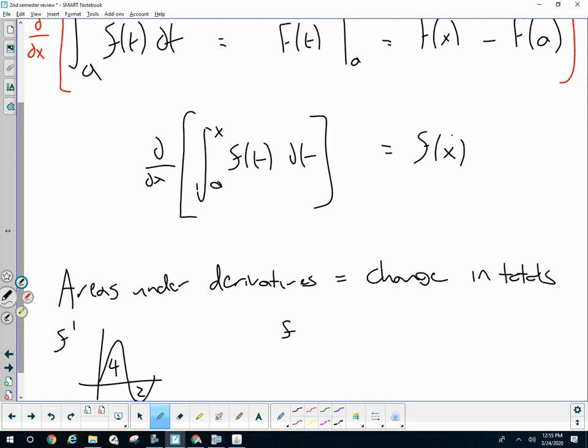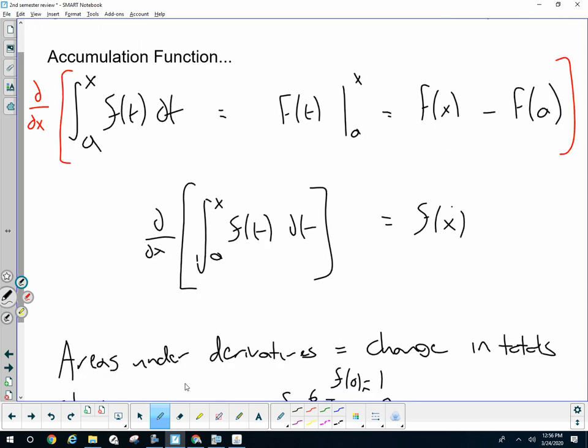Well, if you know where to start, maybe you know that you have the point f of 0 is 1. Well, that means you have to go up 5 to get to 6, and then you go down 2. Up 5, down 2. You know, based on the areas, how much you're increasing, how much you're decreasing. You know if f prime's positive and negative, you know you're going up or going down. But now you know how much. And that's really what the accumulation function is.